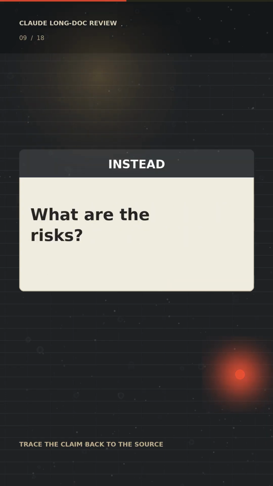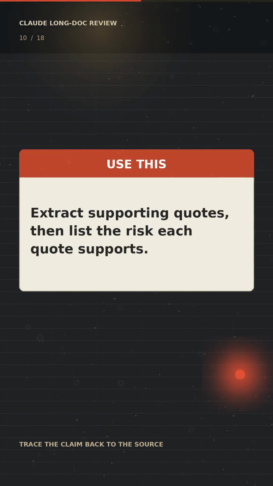A bare risk question invites a generic list. It gives you no way to trace each concern back to the document or test whether it is actually supported. This forces a useful chain, evidence first, then the risk. It does not make the answer infallible, but it makes the reasoning far easier to review.